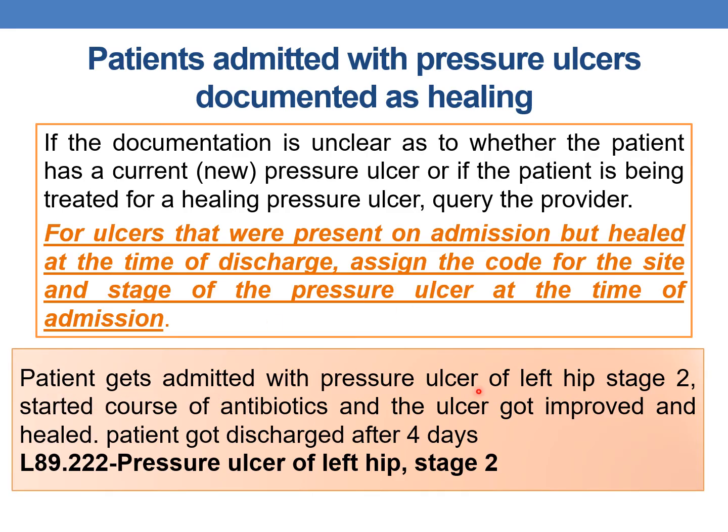Patient gets admitted with pressure ulcer of left hip stage 2 and started a course of antibiotics, and the ulcer improved and healed. Patient got discharged after 4 days. So on the discharge note, you need to code the reason for admission. That is nothing but L89.222, pressure ulcer of left hip stage 2. Though the ulcer is healed, you still need to code the ulcer code on the discharge note.